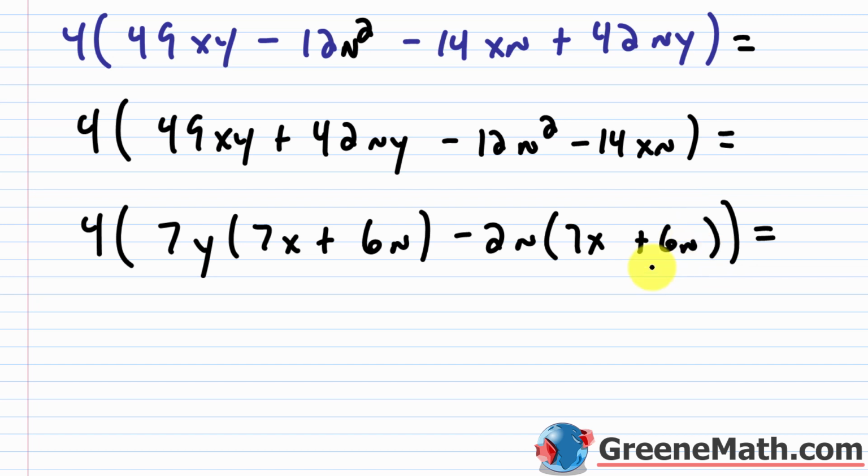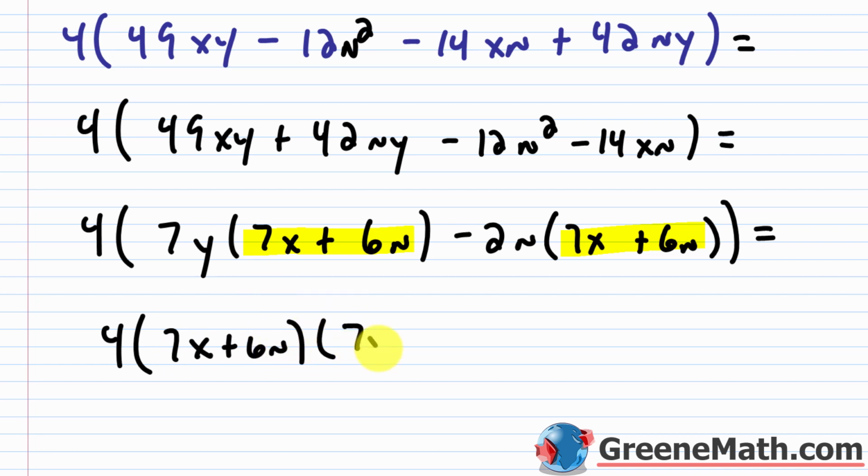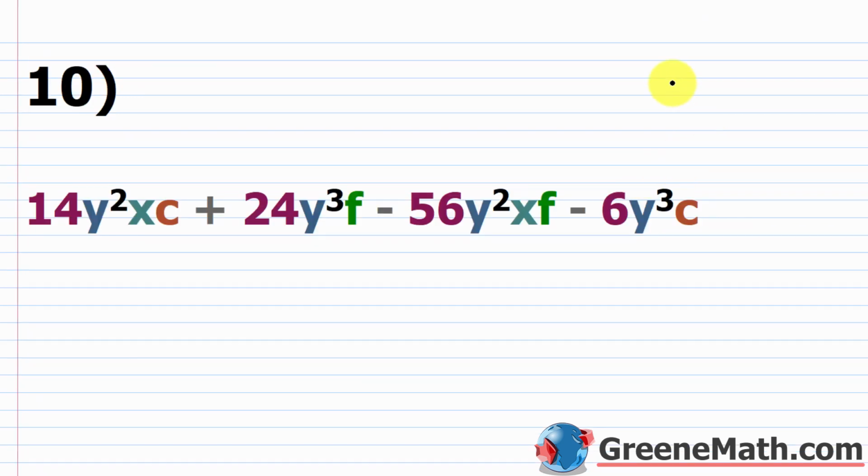But at the end of the day, you're going to pull this common binomial factor out, the 7x plus the 6n. So you would have 4 out in front, then the 7x plus the 6n, that quantity, then times the quantity 7y minus 2n, and you're basically good to go. Check for additional factoring. You don't have any, so you have 4 times the quantity 7x plus 6n times the quantity 7y minus 2n. Let's look at problem number 10.